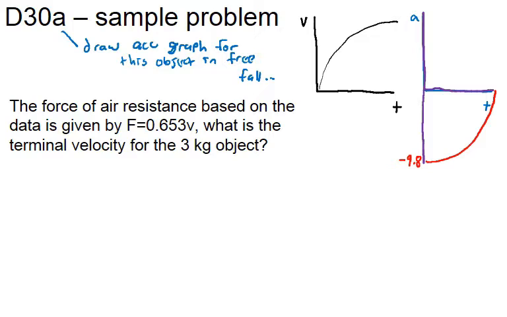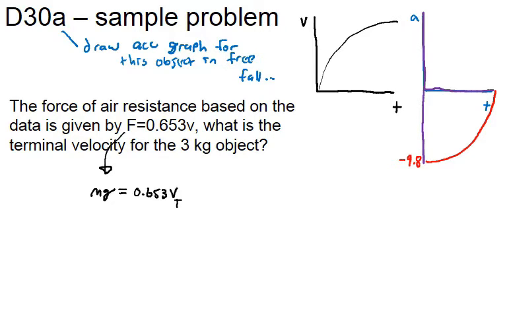So the force of air resistance based on the data given is force equals 0.653 times v. What is the terminal velocity for the 3 kilogram object? So go ahead and pause the clip and solve for that.